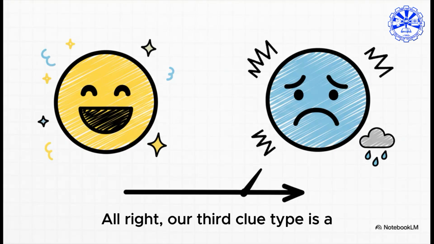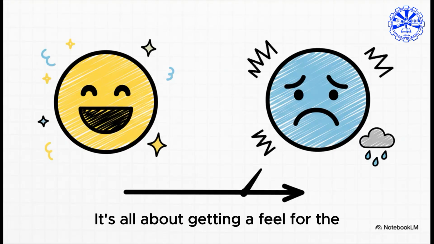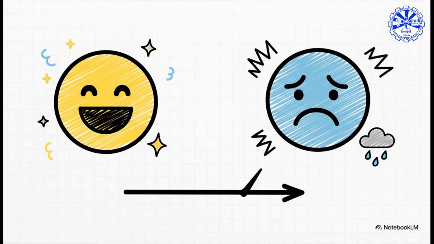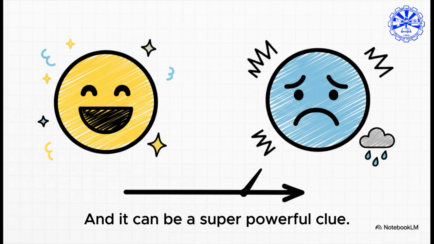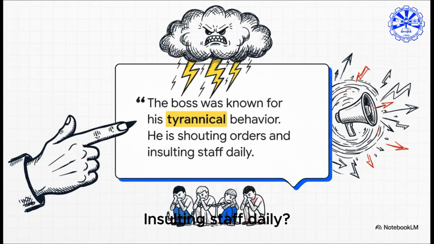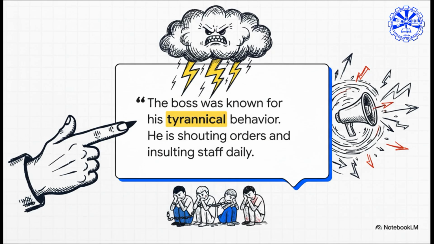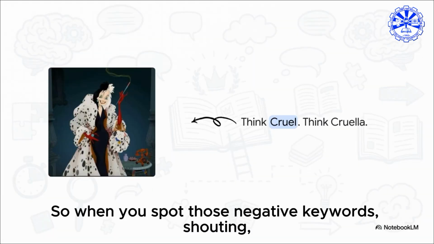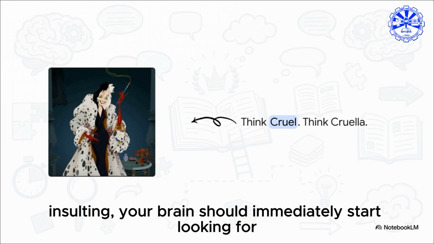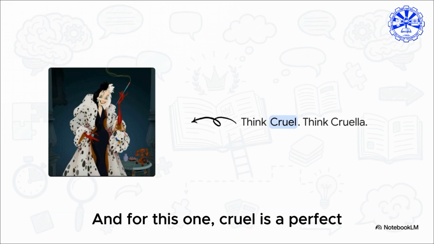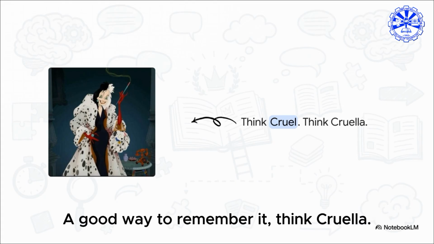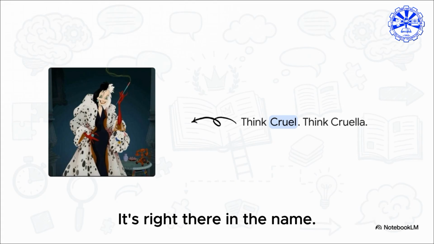All right, our third clue type is a little different. It's all about getting a feel for the sentence, you know, the vibe it's giving off. Is it positive? Is it negative? We call this tone, and it can be a super powerful clue. Shouting orders? Insulting staff daily? I mean, come on. Even if you've never heard the word tyrannical in your life, you know it's something bad. The tone here is just dripping with negativity. So when you spot those negative keywords, shouting, insulting, your brain should immediately start looking for a negative answer. And for this one, cruel is a perfect match. A good way to remember it? Think Cruella. It's right there in the name.